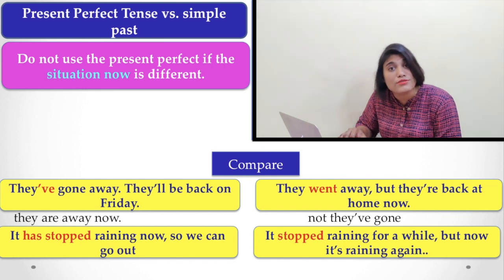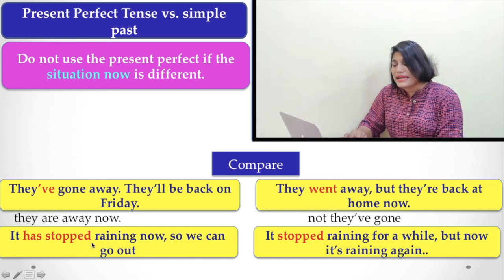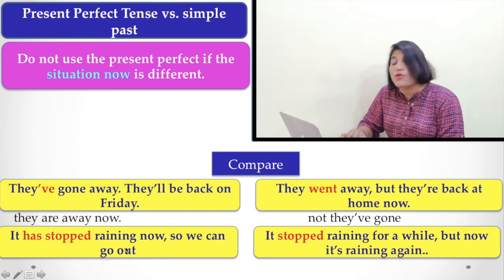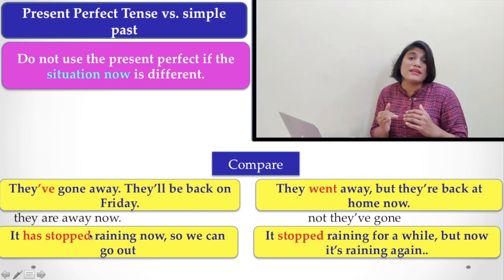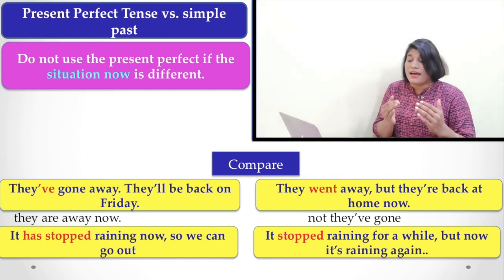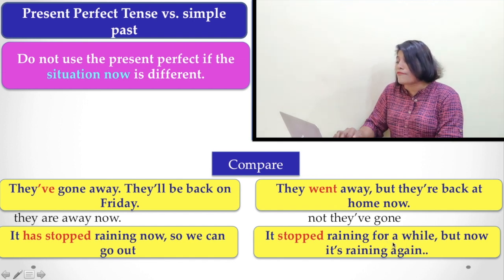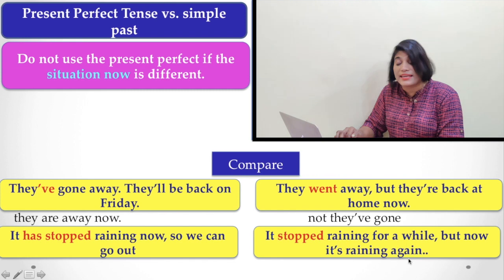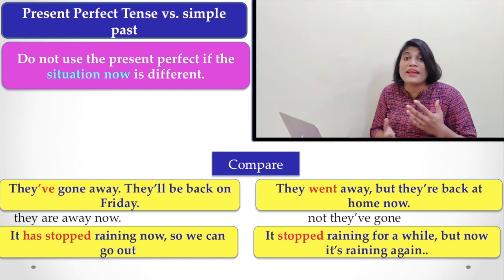This example also helps you to understand this thing more clearly. That is, it has stopped raining now, so we can go out. Here the present situation is that now, I am talking about the present situation, that is the rain has stopped. But it stopped raining for a while, but now it's raining again. Here you find the present condition is that it is raining again.